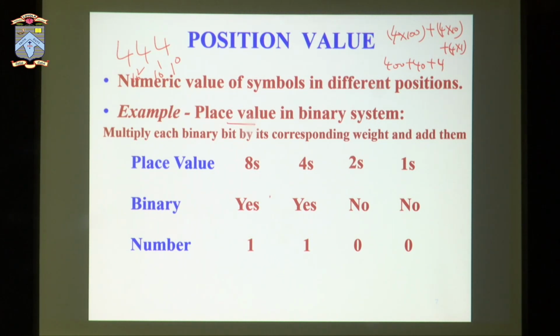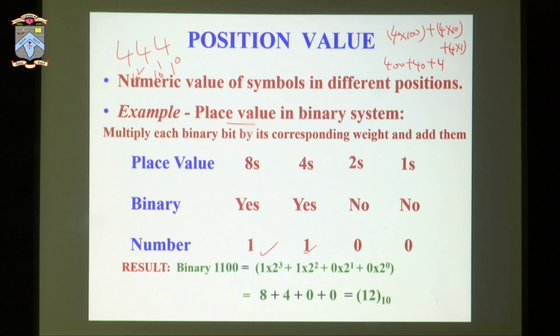For example, take 1100. The corresponding weight for the first bit is 2 power 0, multiplied with 0 is 0. 2 power 1 multiplied with 0 is 0, whereas 2 power 2 multiplied with 1 is 4. And the last MSB position weight is 2 cube multiplied with 1, it becomes 8. So, finally, 1100 is equal to 12 in decimal.